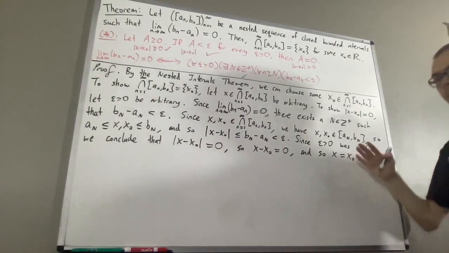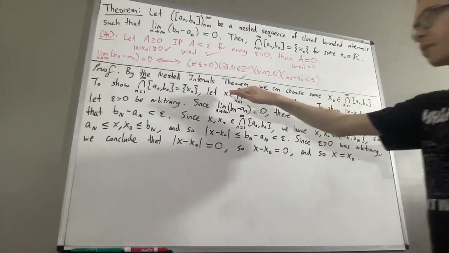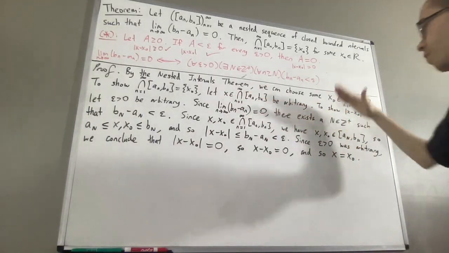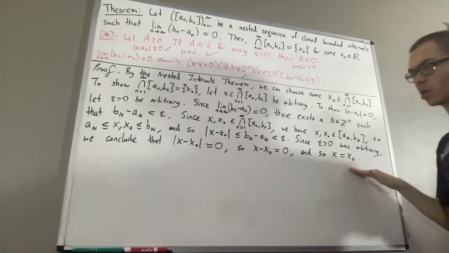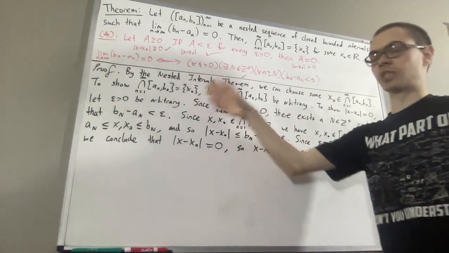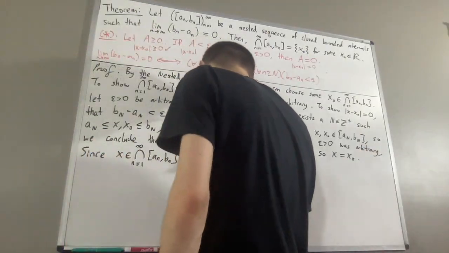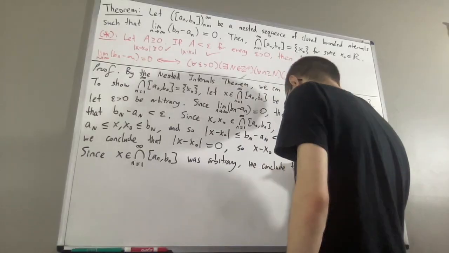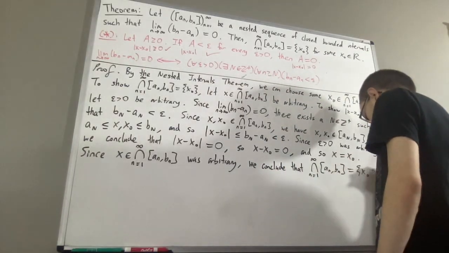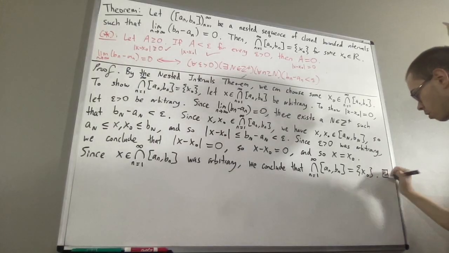So now let's put this all together once again. We gave ourselves an arbitrary element x in the intersection. From there it follows x has to be equal to x0. That proves x0 is the only element of the intersection. And that's it. This completes the proof.